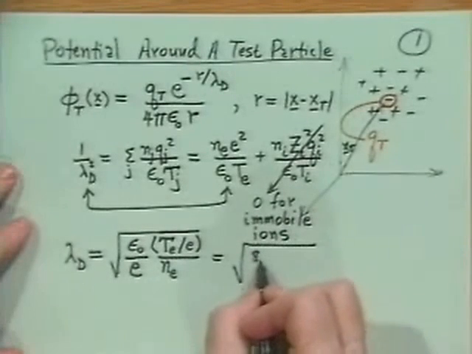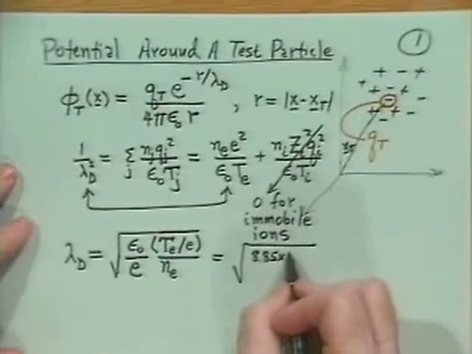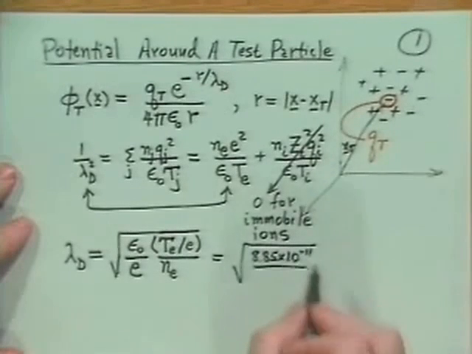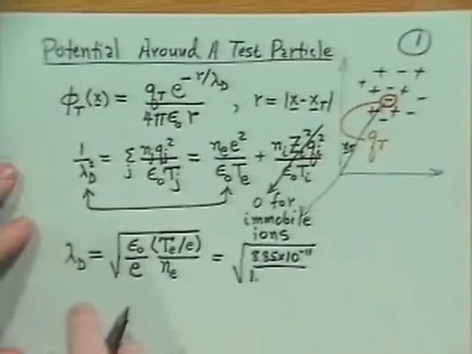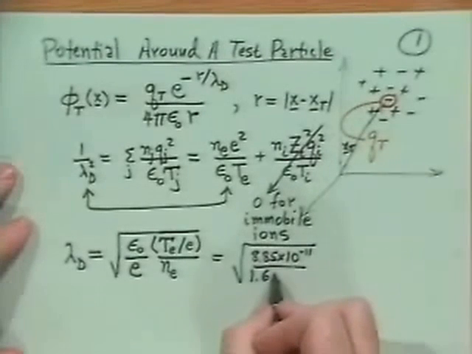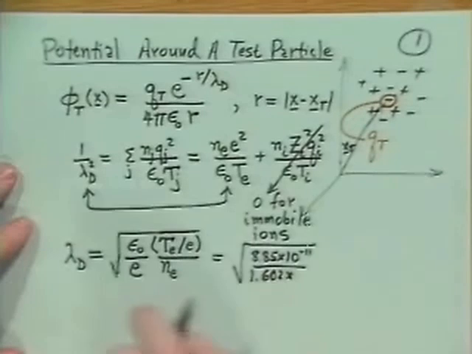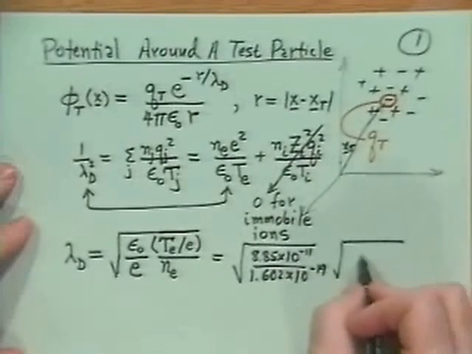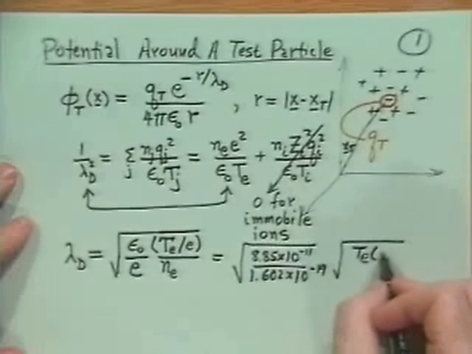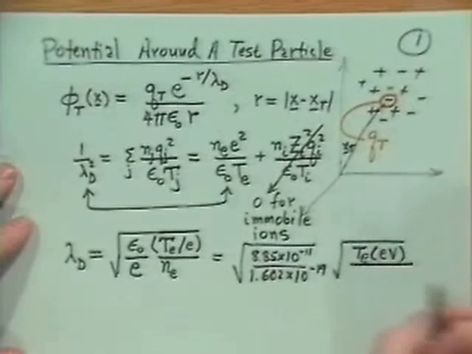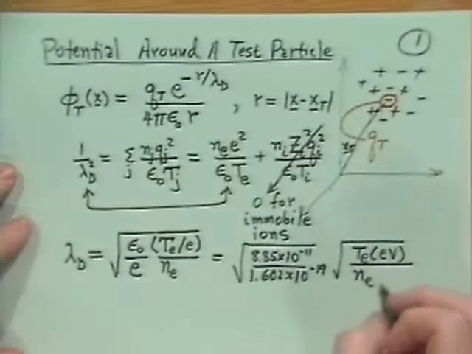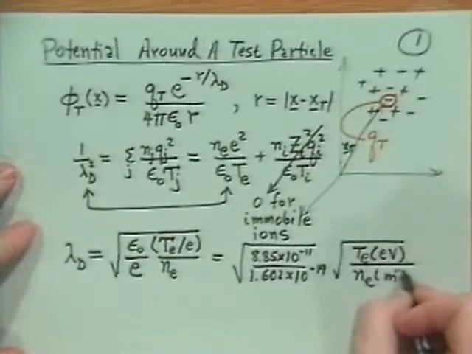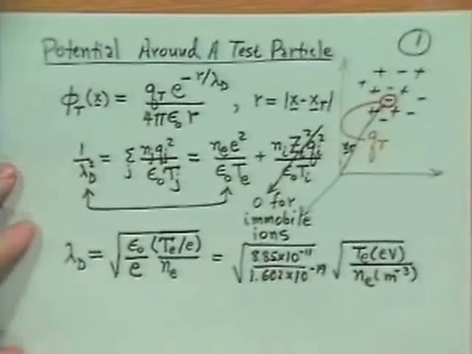Epsilon naught is, of course, 8.85 times 10 to the minus 11th. Good number to remember in this course, I might say. e is 1.602 times 10 to the minus 19th. And then this becomes the square root of the electron temperature in eV divided by the electron density. What units should I use for that? Well, we're good MKS guys, right? So it should be in units of meters to the minus 3.